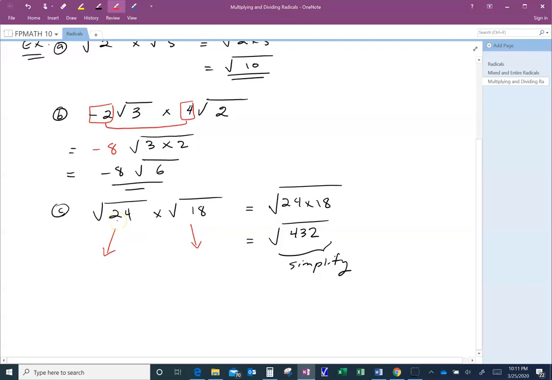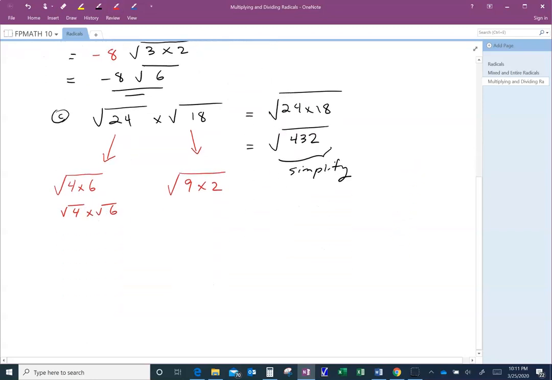So square root of 24, we just break it up and change it to a mixed radical. In this case, we can. That would be square root of 4 times 6. How about square root of 18? Mixed radical again: two numbers you multiply to get 18, and one of them has to be a perfect square. 9 is, in this case; for 24 it was 4. That becomes square root of 4 times the square root of 6. And here, we have square root of 9 times the square root of 2.